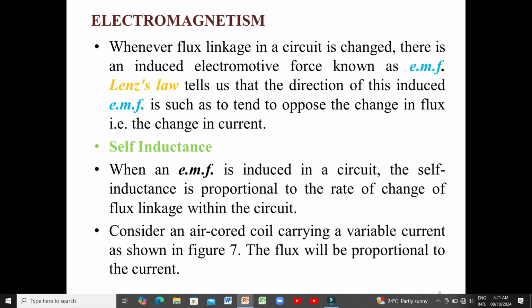Whenever flux linkage in a circuit is changed, there is an induced electromotive force known as EMF. Lenz's law tells us that the direction of this induced EMF is such as to tend to oppose the change in flux, that is, the change in current.